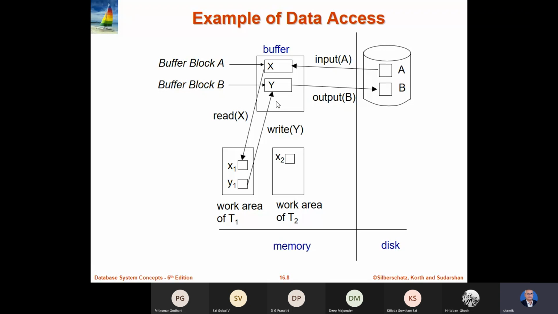So the entire protocol should be independent of when the system is flushing the buffer blocks to the disk blocks. But of course, we'll study that we have to bring in certain restrictions so that it is not done just like that. So there is something else to it.